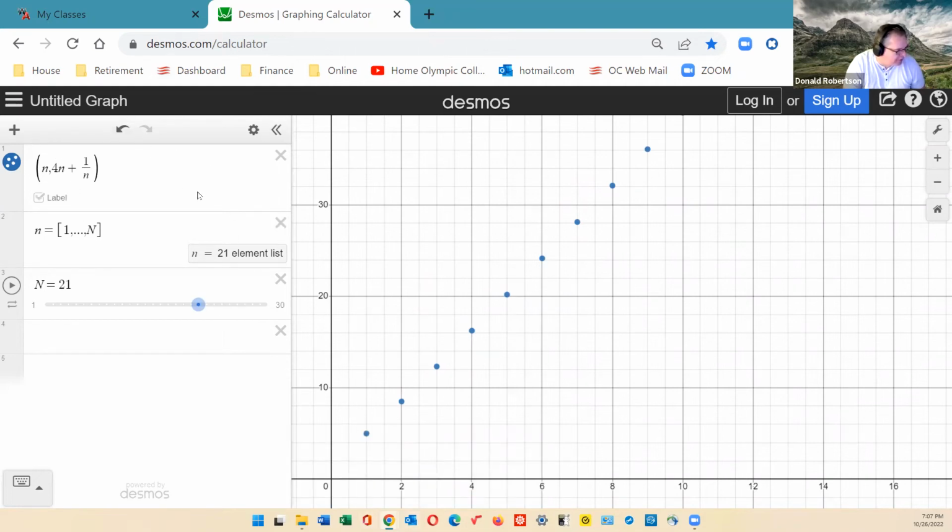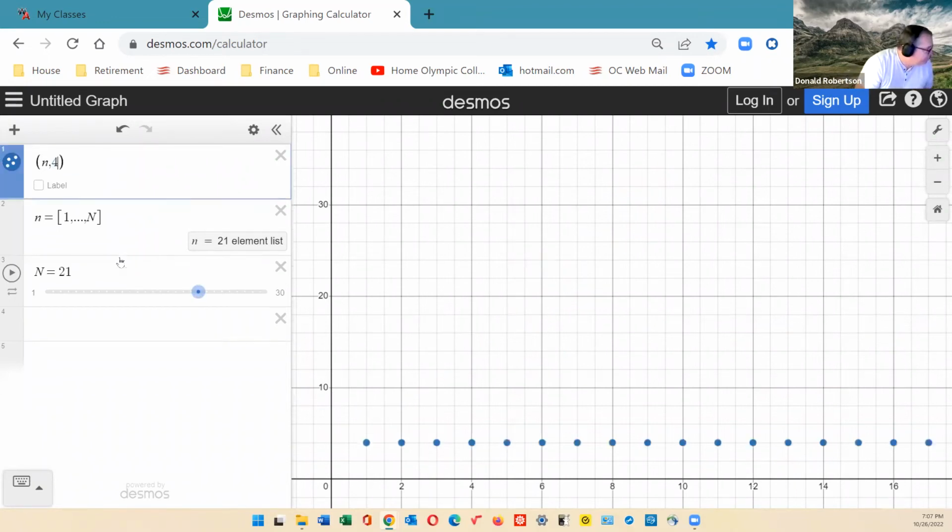It really helps if you can make Desmos do the hard work, right? Because if you see a sequence, it's much easier to tell increasing, decreasing, or whatever. While I'm at that one, let me show you an unbounded one.